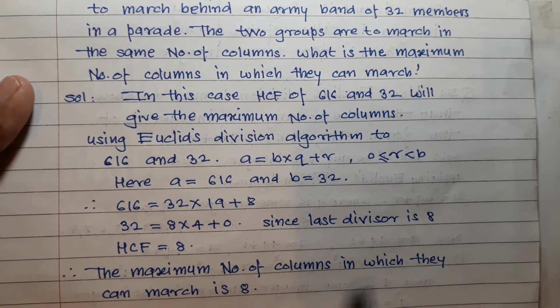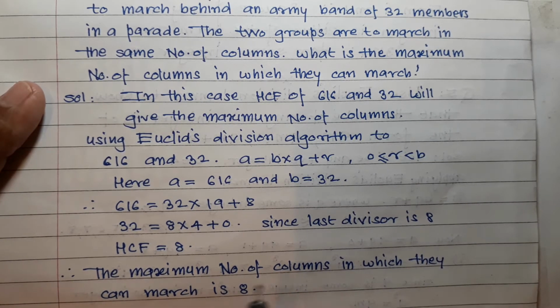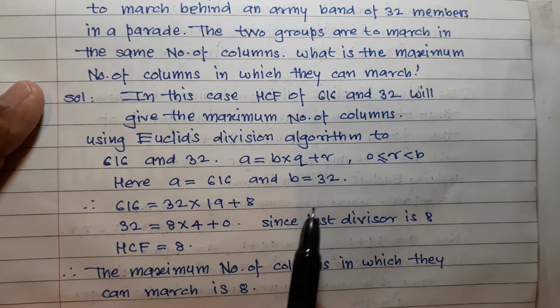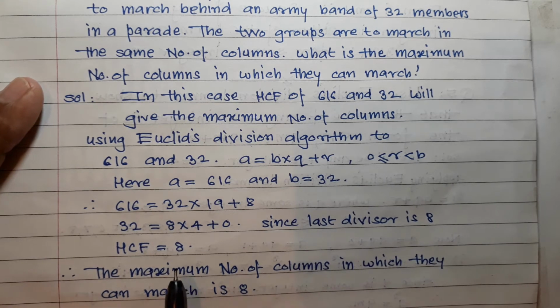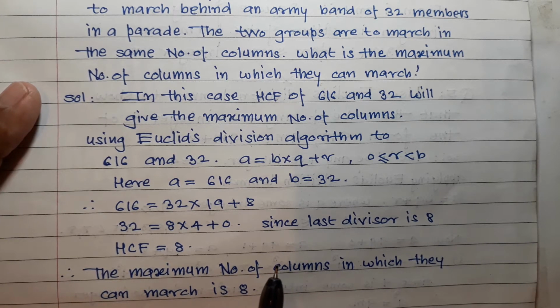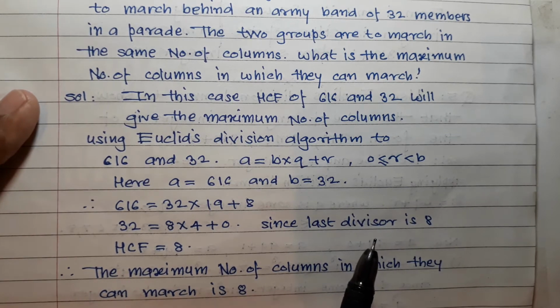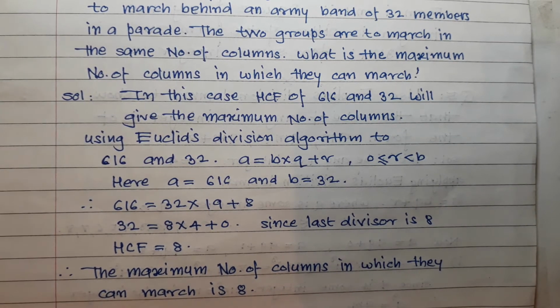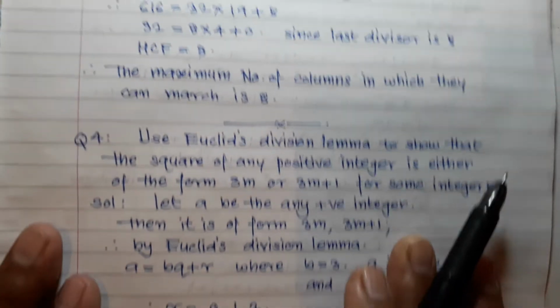Okay. Now common sense is this. Say find HCF and find LCM. LCM is what? Large number. And in a parade the columns are not in large number. Okay. And therefore what do you find? HCF. Is it clear? So this is what logic you use. Sometimes you have to use logic. Okay. Then question number 4.